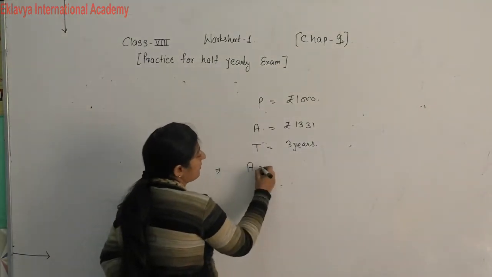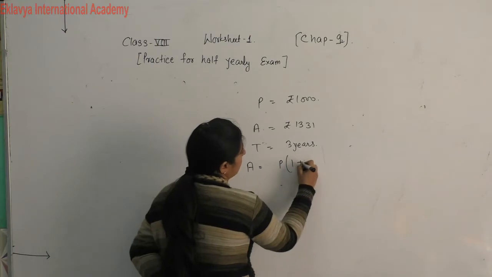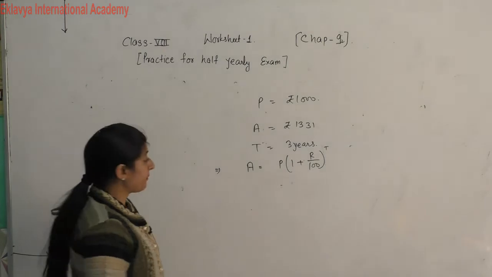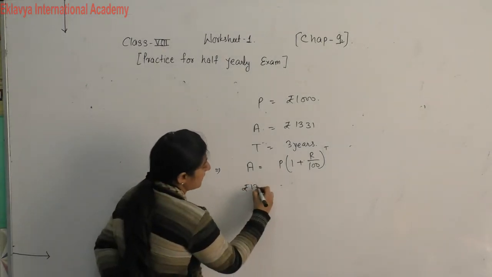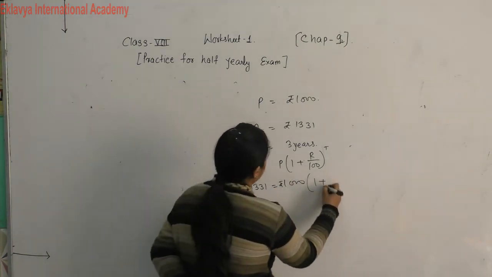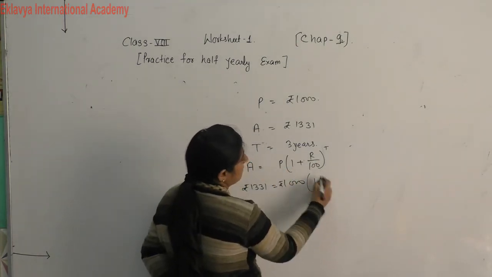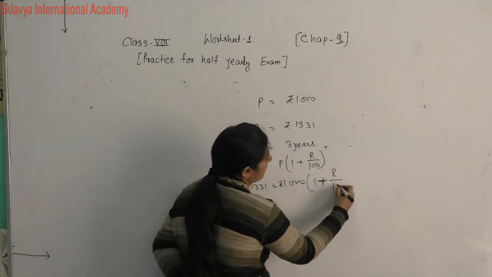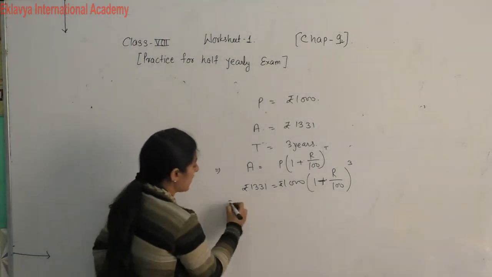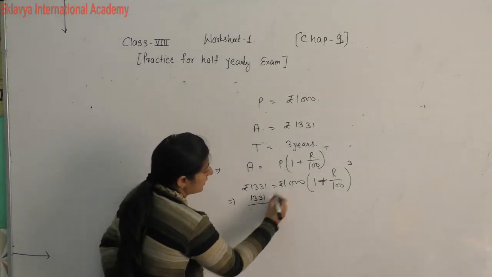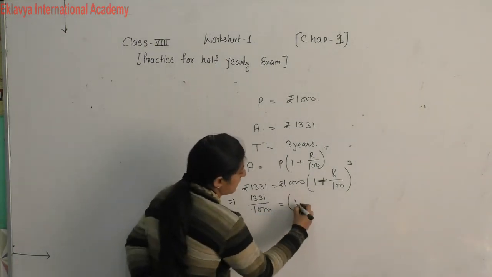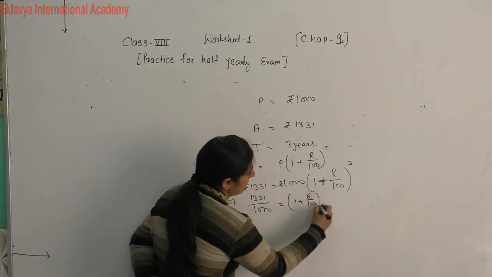So what is the formula of amount? P multiply 1 plus R by 100 power time. Amount is rupees 1331. Principal rupees 1000. 1 plus R we don't know, we want to find out. Then time period 3. How to solve this now? It becomes 1331 to transposition. Transpose, then it becomes 1 plus R by 100 power 3.